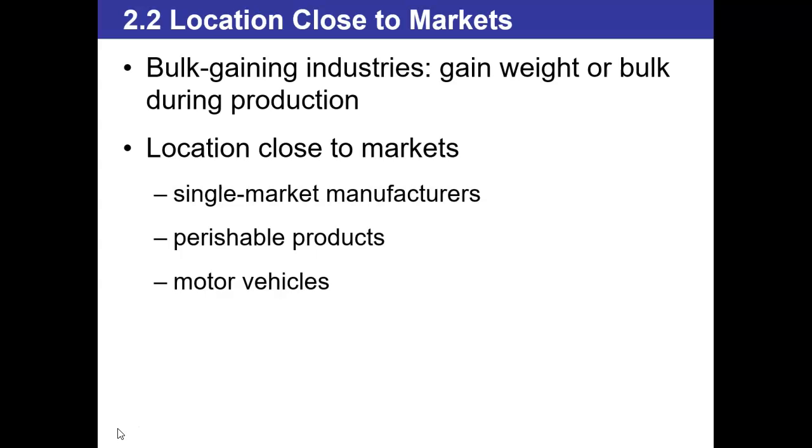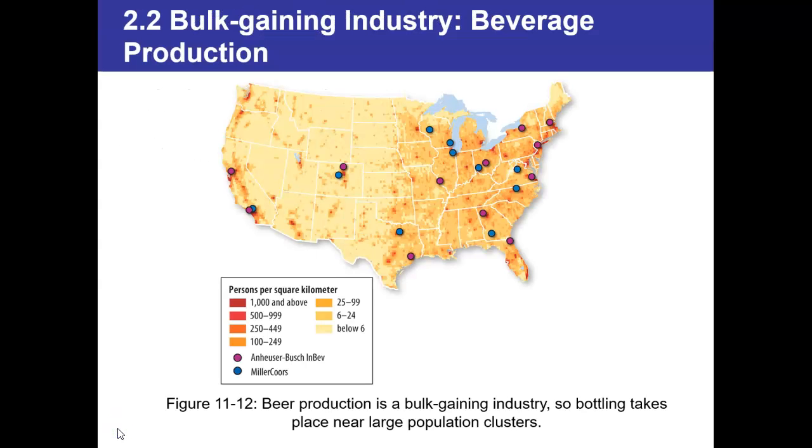Now, we know that there are major international automakers, and so they may actually be based in their home country, but then have different factories around the world closer to their markets. Take a look at figure 11-12. This is located on page 390 of your textbook. You can see that beer production is a bulk gaining industry.